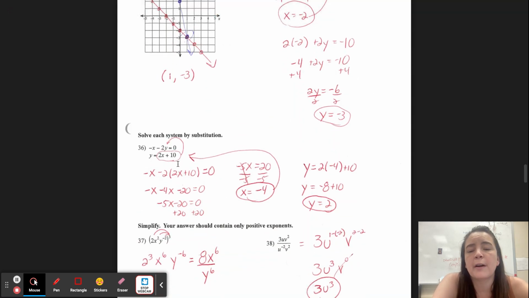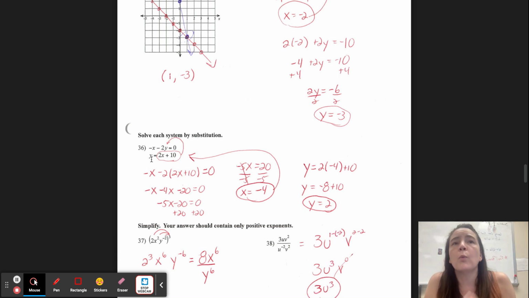For number 36, we had to use substitution. Substitution is when you get one of the variables by itself and then plug it in the other equation. Again, this one was already set up for substitution, so it's nice. It could be x by itself or y by itself. It does not matter. It doesn't always have to be y.